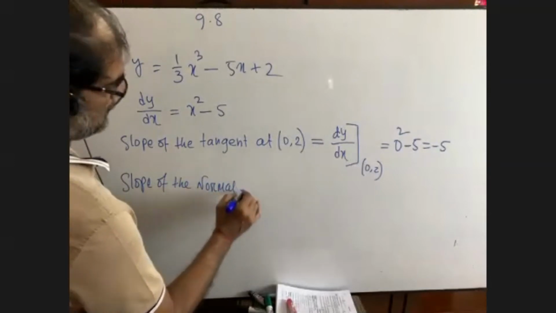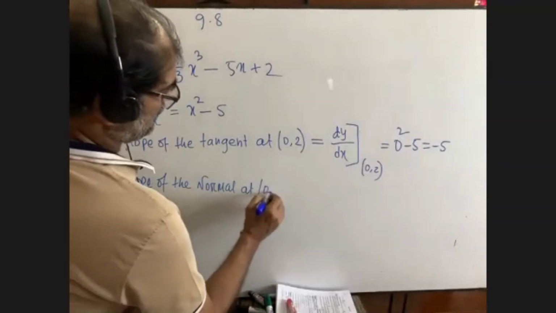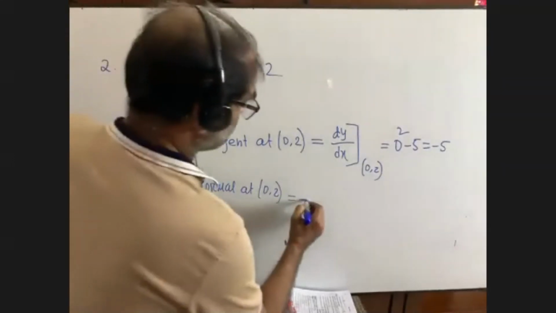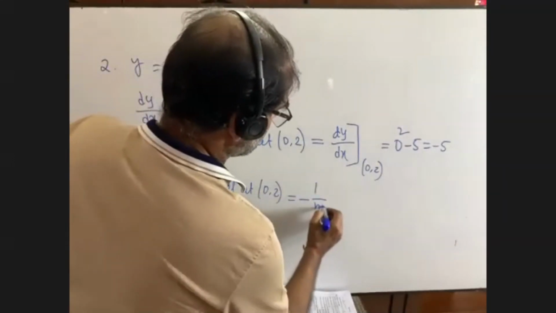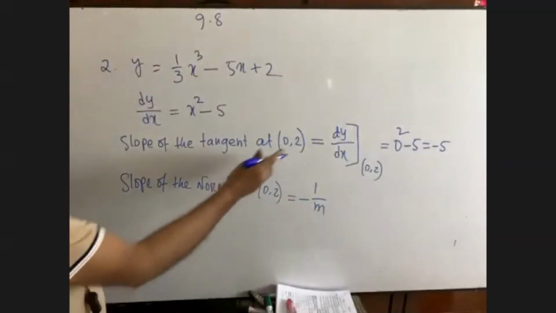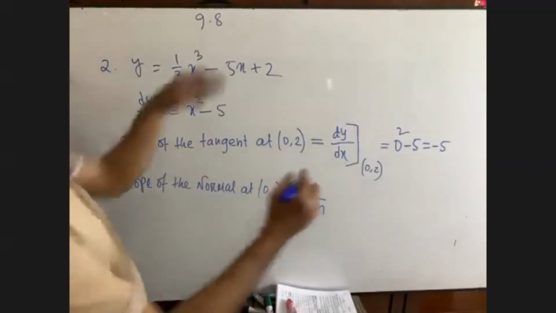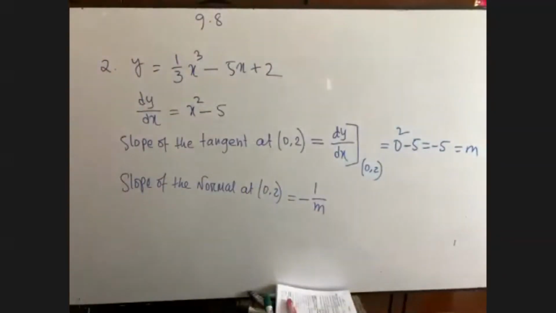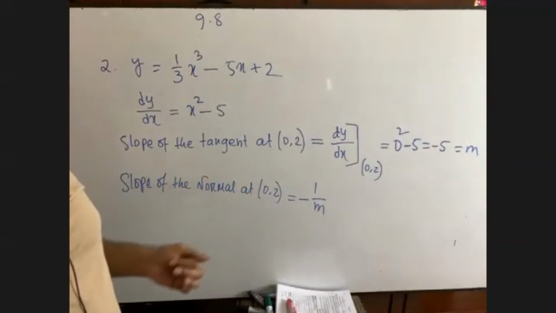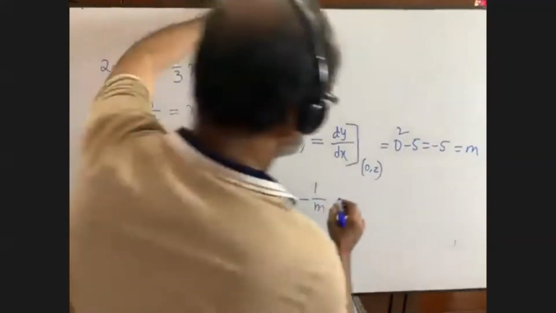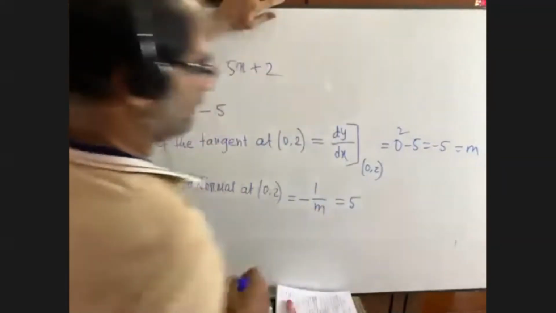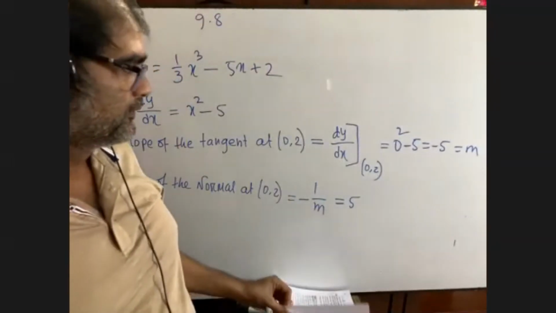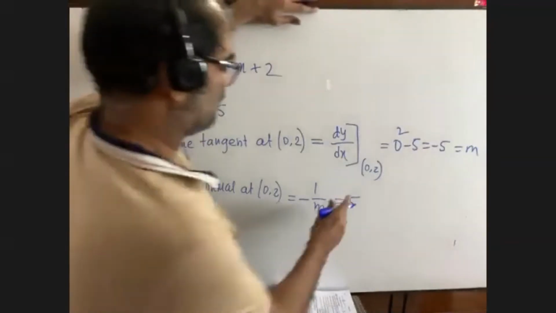Slope of the normal at (0, 2). Who can answer? I told you it is minus 1 by m. Can you please remember? m means what? dy by dx equals m. I told you again and again. So our answer will be what? Only 5. I'm sorry, only 1 by 5.